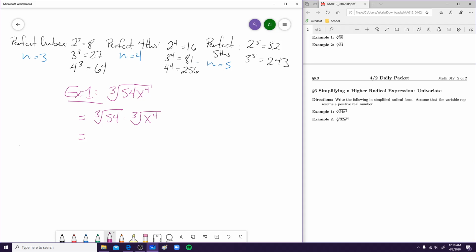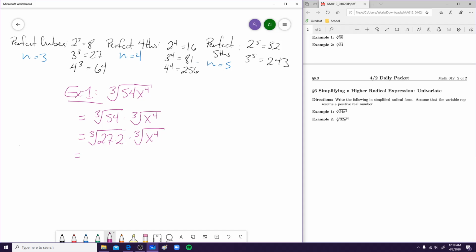So now for the cube root of 54, I'm going to look at the column with the perfect cubes because n is equal to 3. And I'm going to find the first number that is less than 54, which is 27. And from a previous video, we have determined that 27 goes into 54 2 times. So I can rewrite the cube root of 54 as 27 times 2. And then we're going to bring this down.